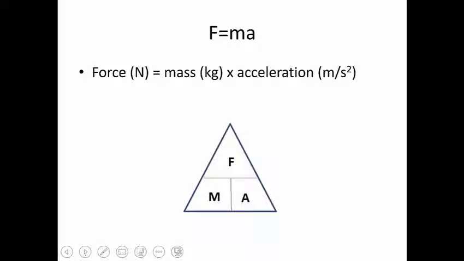Okay, so moving on, we've got an equation. It's one of the ones that you have to memorize. F equals ma, or force equals mass times acceleration. Force is measured in newtons, mass in kilograms, and acceleration in meters per second squared. If we were to rearrange that, we would get acceleration is force divided by mass, and mass is force divided by acceleration, and those will come in useful.